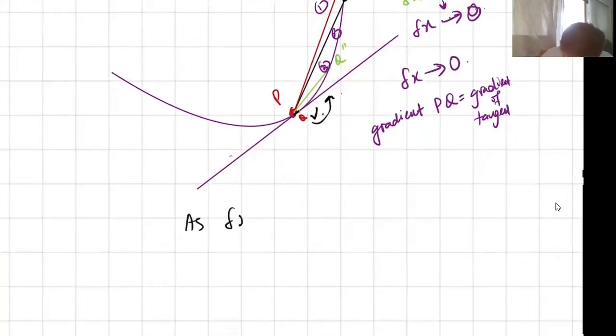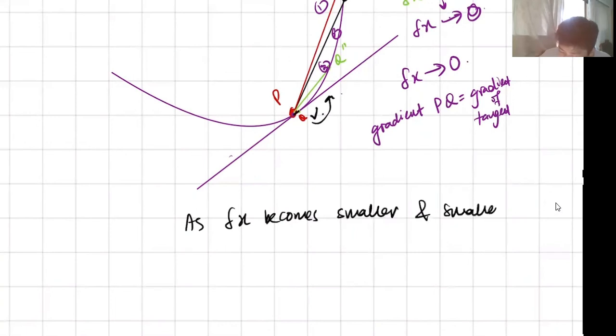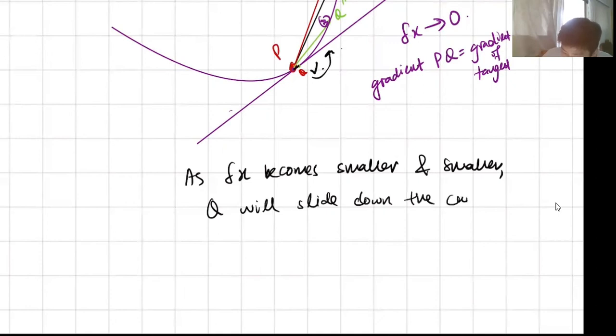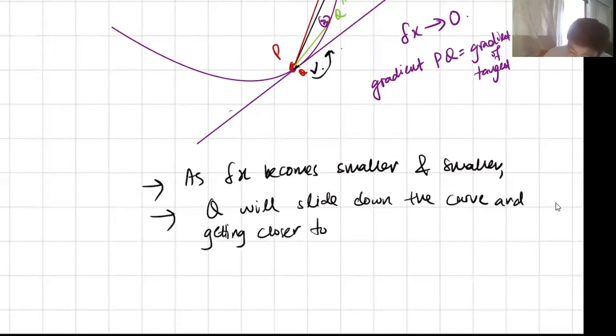As delta x becomes smaller and smaller, I'll write the sentence down for your understanding. What will happen is your Q will slide down the curve and get closer to P. You understand?